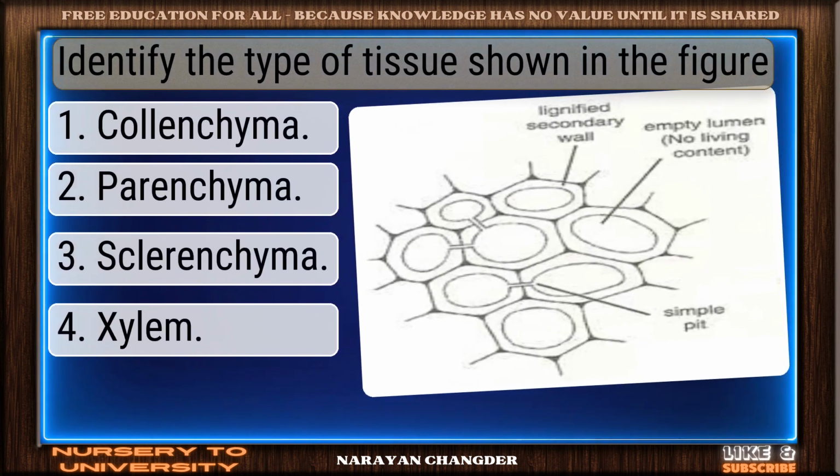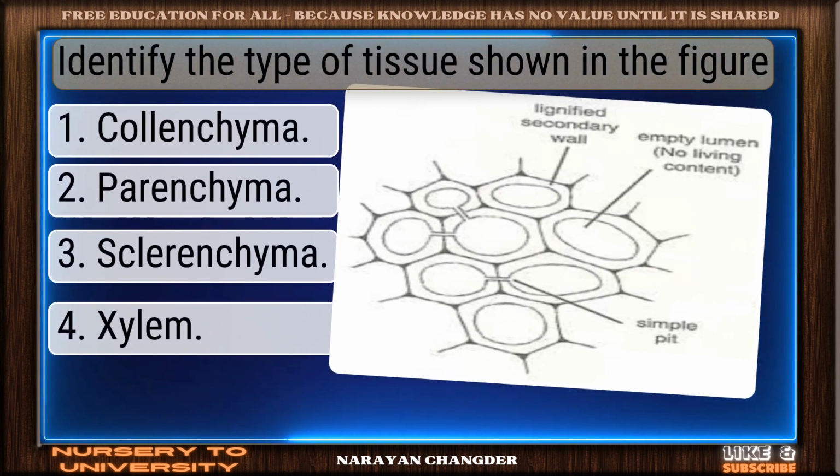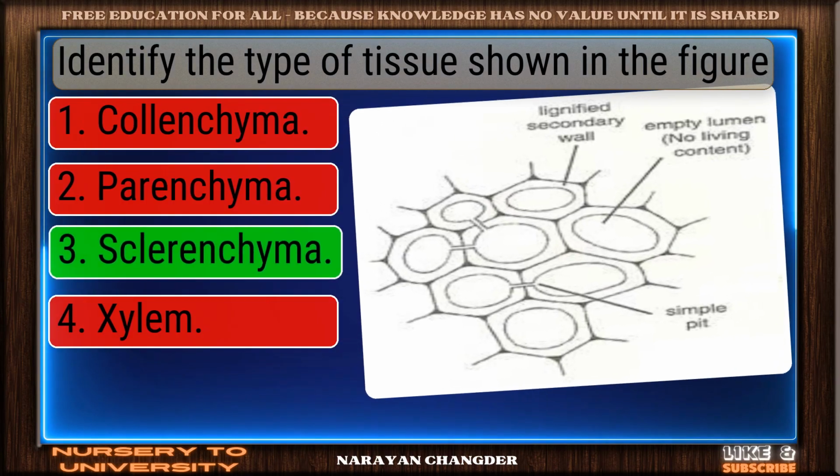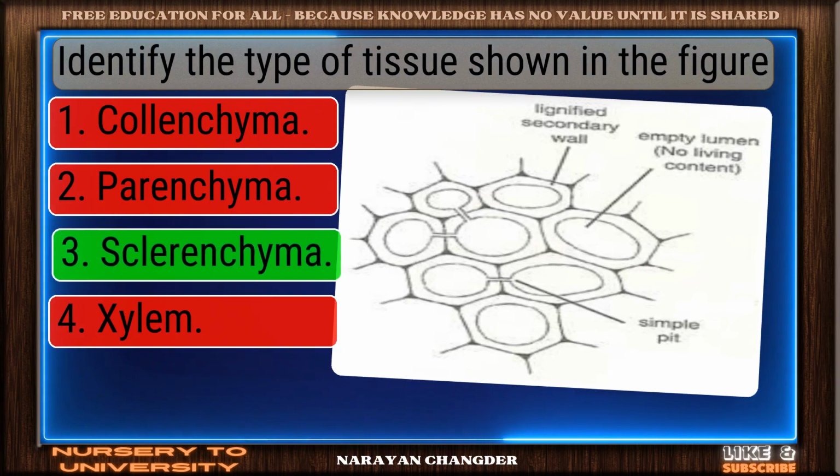Question number 12. Identify the type of tissue shown in the figure. Smart pick. Sclerenchyma is the correct choice.